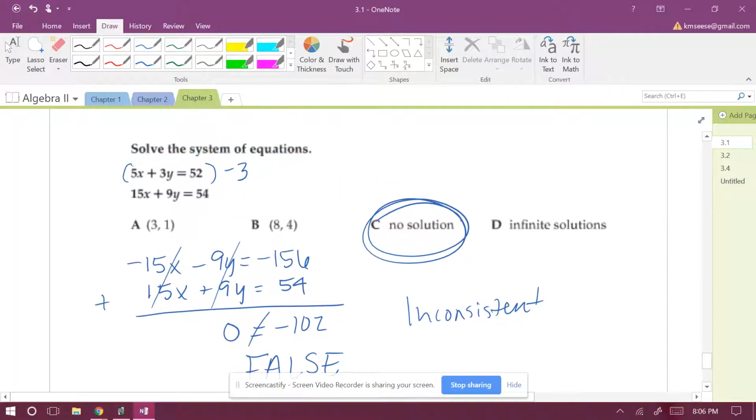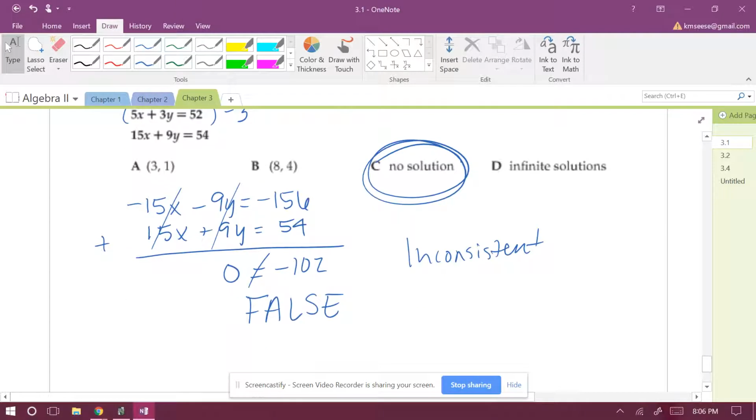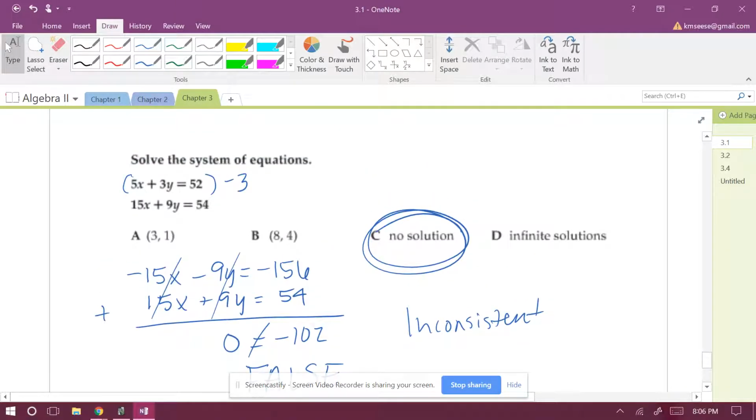All right. So if you come down to a true statement, like 7 equals 7 or 0 equals 0, something like that, you have infinitely many solutions. If you come down to a false statement, you have no solution. So that wraps up section 1.